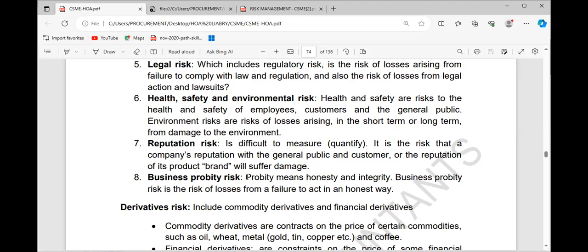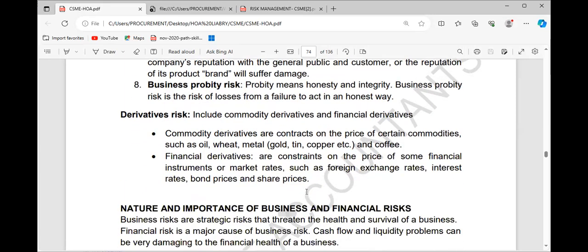We also have what we call business probity risk, which means honesty and integrity. Business probity risk is the risk of loss from a failure to act in an honest way. Now, we also have what we call derivative risk, which includes commodity derivatives and financial derivatives. This is where ICAN can always test. Everything we have been discussing and are still going to discuss tonight is very vital, so pay attention.